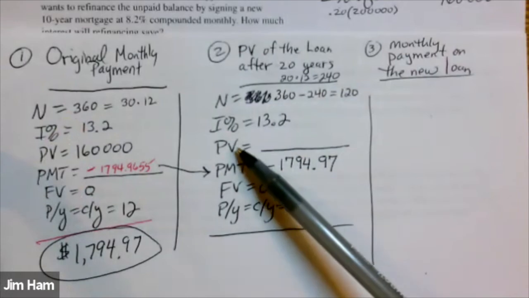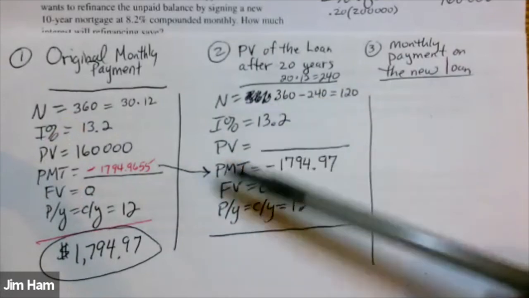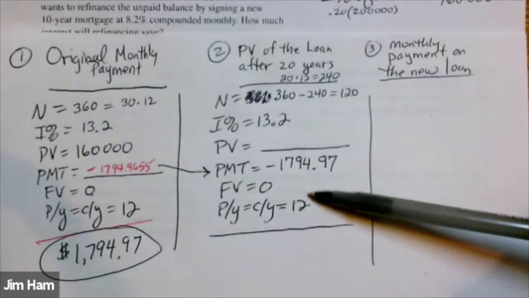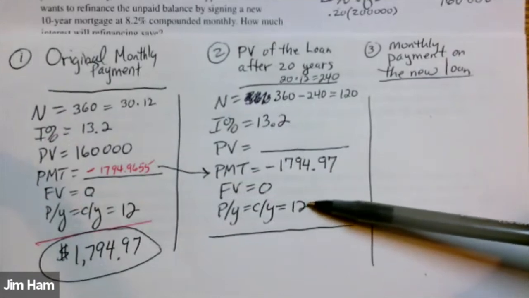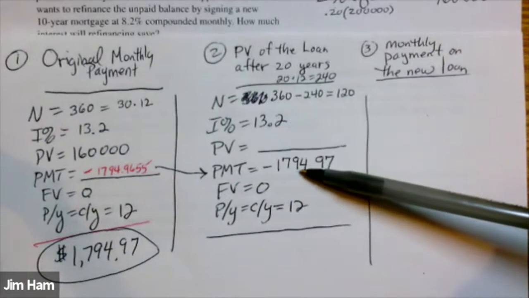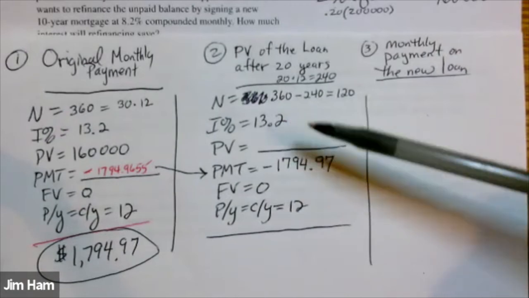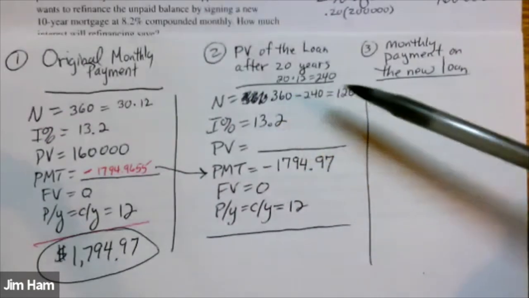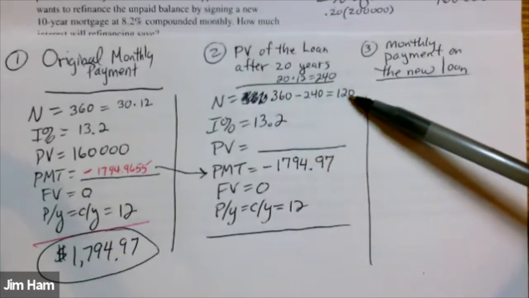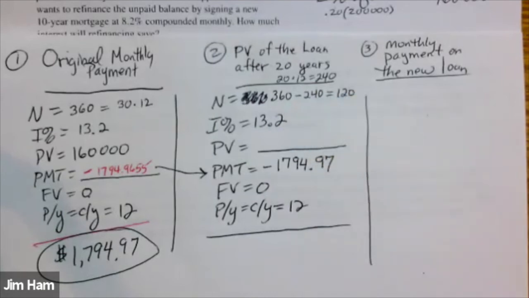So to get the present value, we leave most of the loan information in the problem. That is the same compounding factor, the interest rate's the same, the payment's the same. But what we're going to change is the n, because there's only 120 payments. What is the present value when 120 payments remain? This is what will give us the present value after 20 years.